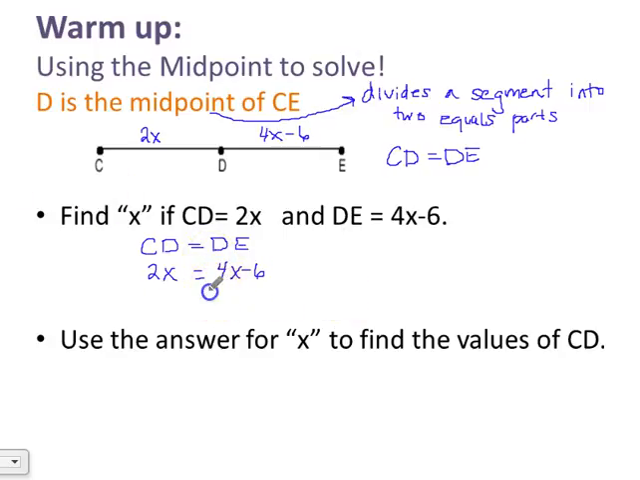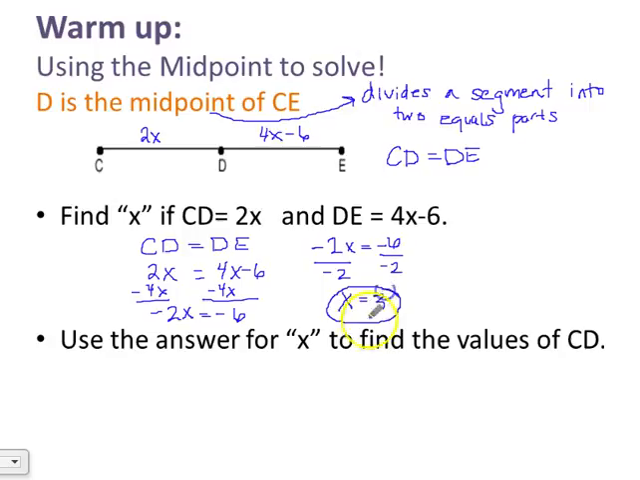I'm going to work on getting x all on the left side of the equation, so I'm going to subtract 4x from both sides. 2x minus 4x is negative 2x equals negative 6. I'm going to rewrite this up here so that we've got some space to work with. We need to solve for x, so I'm going to divide each side by negative 2. And I get my value of x. x equals negative 6 divided by negative 2, which is a positive 3. So I found the value of x.